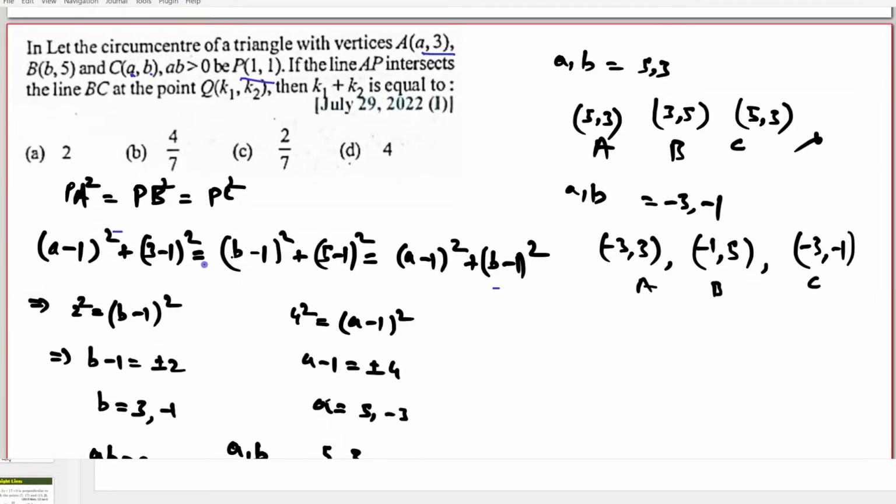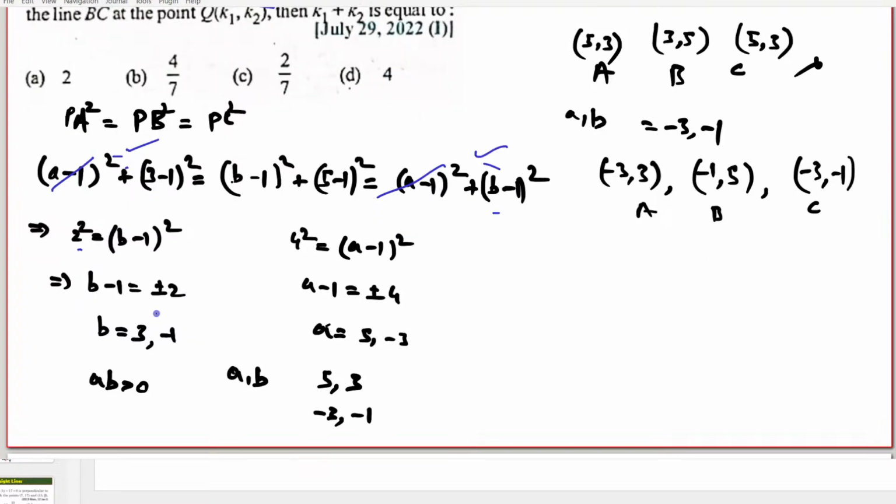Now let us try to equate the first one and the third one. Why are we taking the first one and third one? Because there is an (a minus 1) square here also, here also. So what does this become? This becomes 3 minus 1, which is 2 square, is equal to (b minus 1) whole square, because this and this will get cancelled. Right. So what does that mean? (b minus 1) whole square is 4. So that means b minus 1 can be plus 2 or minus 2. What does that mean? b can be either 3 or minus 1.